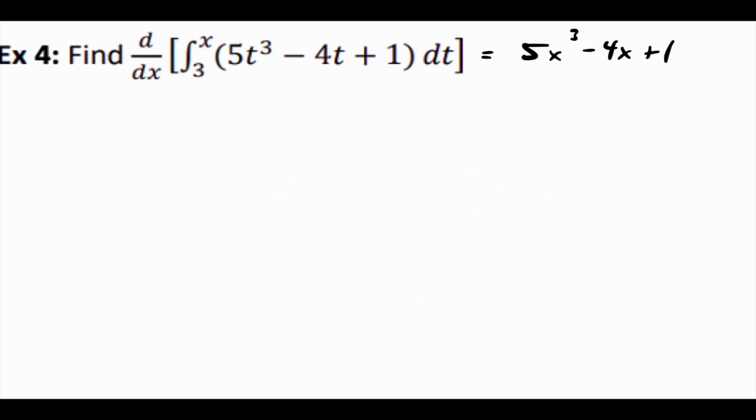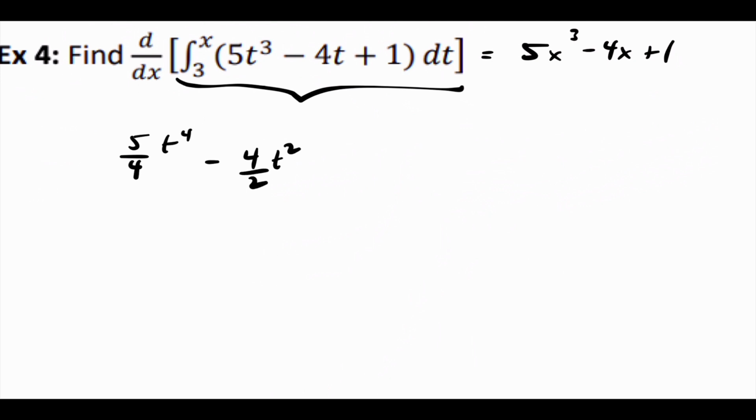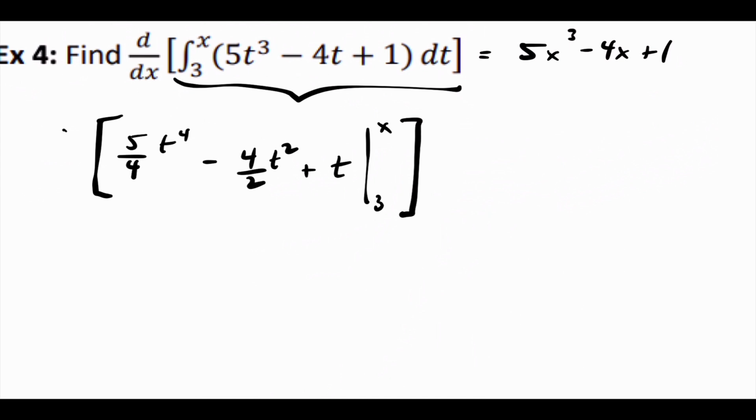First thing to do, parentheses. Find the antiderivative of that guy. Okay, so the antiderivative of 5t to the third is 5t to the fourth divided by 4. Minus the antiderivative of 4t, which is 4t squared divided by 2. And then the antiderivative of 1 is just t. And then I have to evaluate it from x to 3.